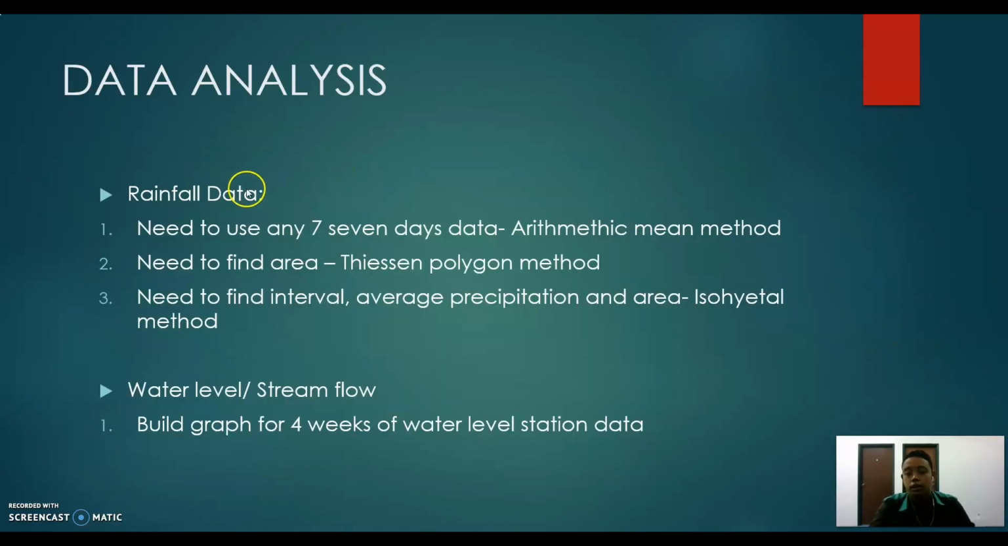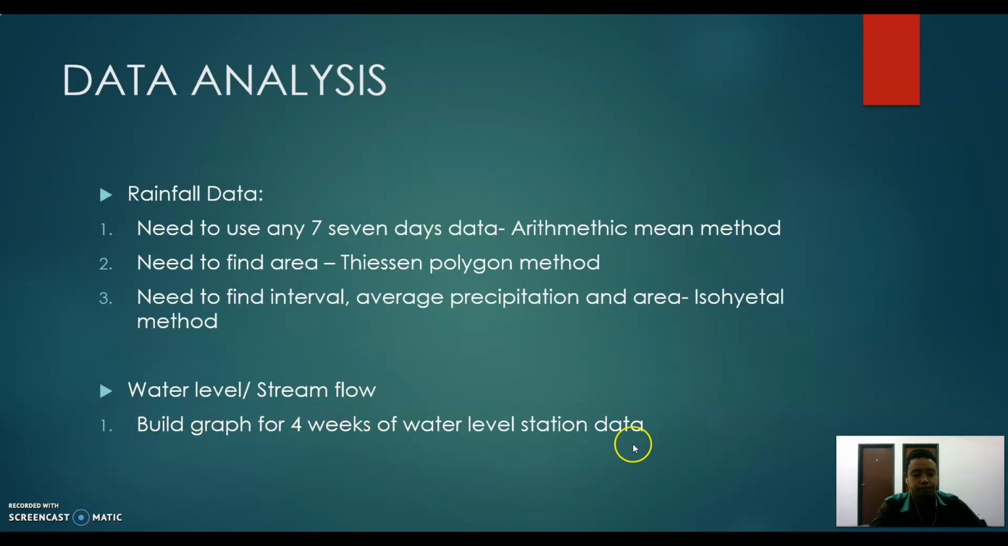for the analysis of the rainfall data, we need to use 3 methods, which are the arithmetic method, statistical method, and the Isohyetal method. For the arithmetic method, we need to use any 7 days of rainfall data. For the statistical method, we need to find the area. And for the Isohyetal method, we need to find interval, precipitation, and area. For the water level data, we need to do a graph of the 4 weeks of water level station data.